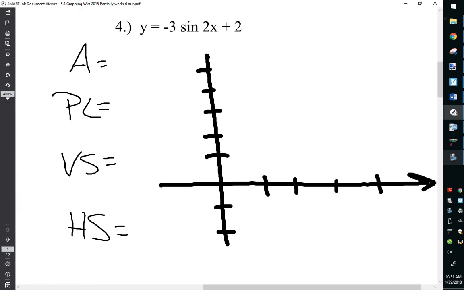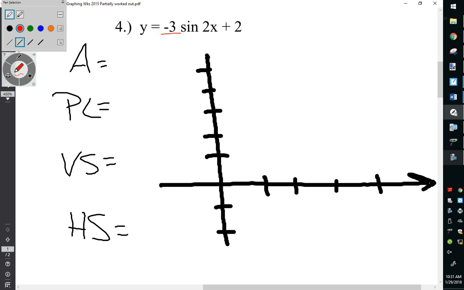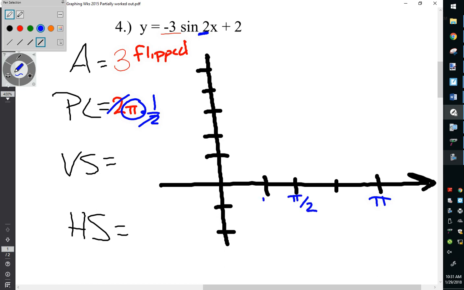Number 4, -3 sine of 2x plus 2. Amplitude is -3, so it's 3, and since it's negative, it's flipped. Period length, you start off with 2 pi, and you multiply by the reciprocal of whatever's in front of your x. The 2's would cancel, leaving you with just pi. So the 4th line here would be pi. Cut that in half, half a pi. Cut that in half, pi over 4. 1/4, 2/4, 3/4.